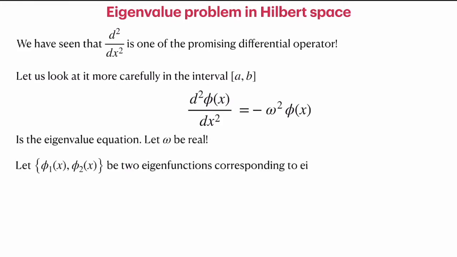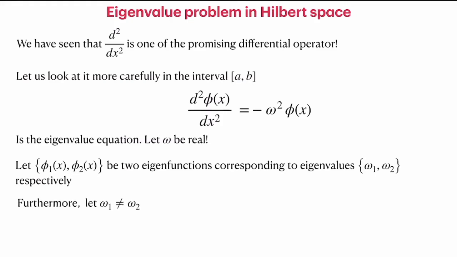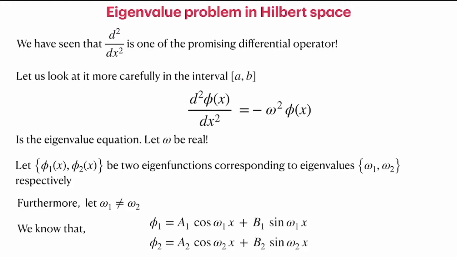Let phi 1 and phi 2 be the two eigenfunctions corresponding to the eigenvalues omega 1 and omega 2 respectively. Furthermore, let's assume that omega 1 is not equal to omega 2. We know that the solution for this eigenvalue problem is in terms of cos and sine. The phi 1 can be expressed as a linear combination of cos omega 1 x and sine omega 1 x. In the same way, phi 2 can also be expressed in terms of cos omega 2 x and sine omega 2 x.